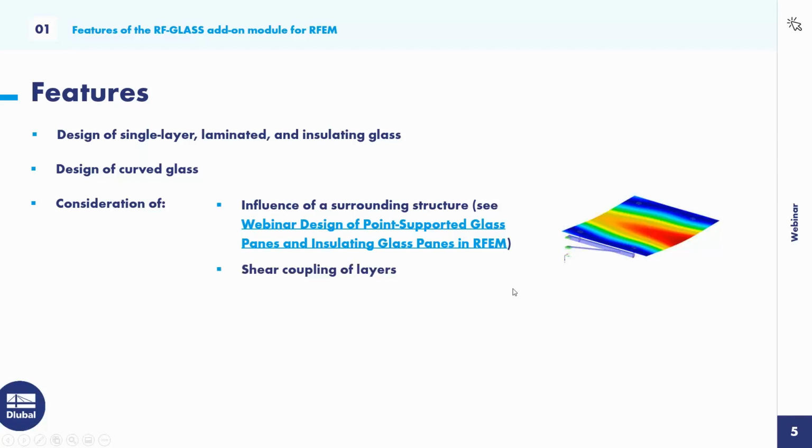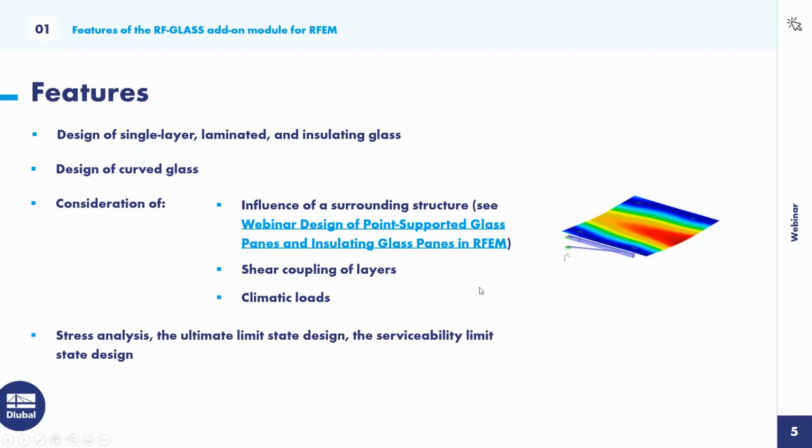So you can consider shear coupling of layers, climatic loads, for example, etc. And it's possible to do a stress analysis, the ultimate limit state design, and the serviceability limit state design. You can design independent from a code or with a code.